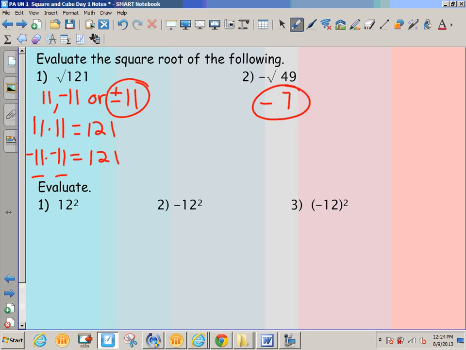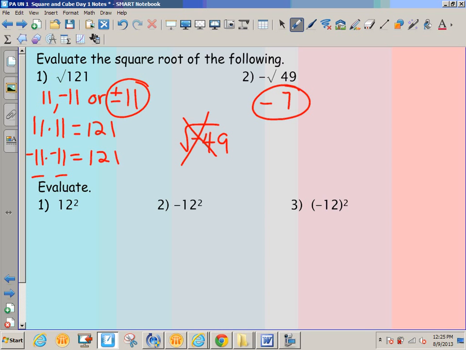As far as if it was written like this, I hope some of you are thinking, that's interesting. I can't get a negative because I can't multiply 7 times 7 and get a -49. And I can't multiply -7 times -7 to get a -49. Therefore, that type of problem is not possible, not for what you know right now. It is, however, okay to have the negative outside of the square root bar.